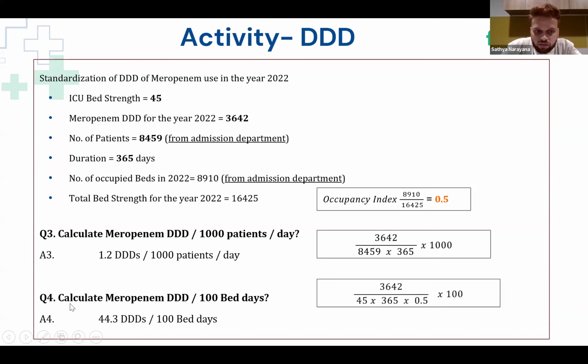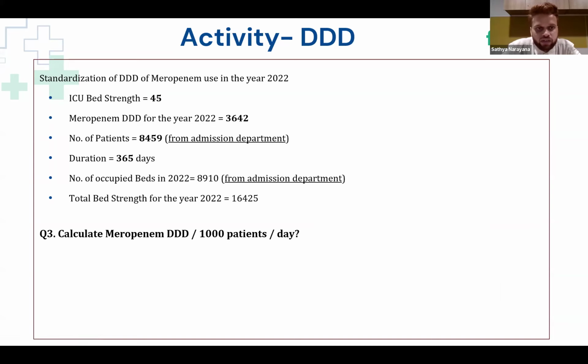And next, when we are calculating the DDD per 100 bed days, it would be the same. We'll be taking the standard meropenem DDD of a year, 3642, by 45, the bed strength. We discussed the bed strength here, right?